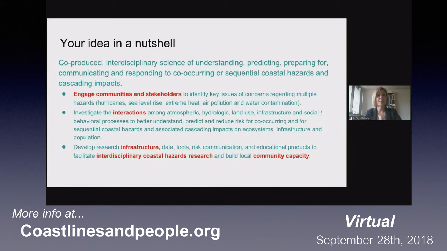In a nutshell, we are proposing a hub that would focus on co-produced interdisciplinary science of understanding, predicting, preparing for, communicating, and responding to co-occurring or sequential coastal hazards and cascading impacts. This hub will include a foundation that has strong engagement with communities and stakeholders. It will conduct interdisciplinary research on the interactions among different systems and disciplines, and it will have an infrastructure to facilitate interdisciplinary coastal research and capacity building at the local level.